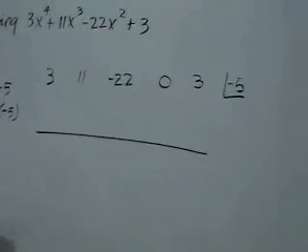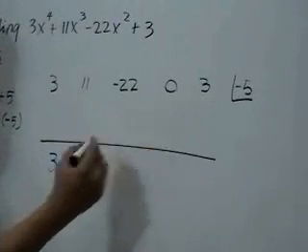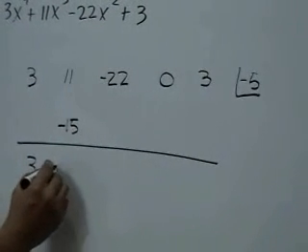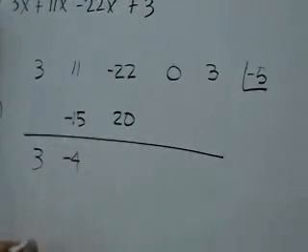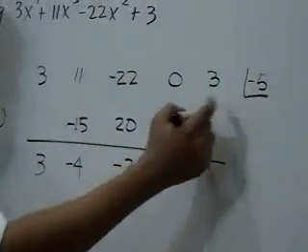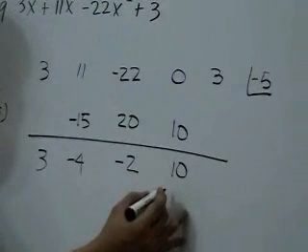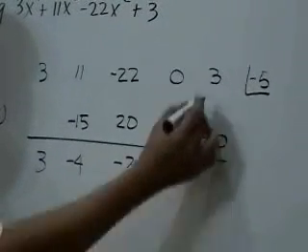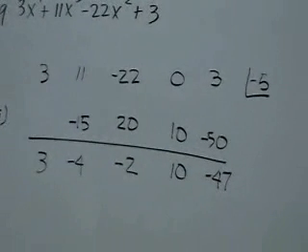Next, we bring down 3. Multiply 3 by r to get negative 15. Add to get negative 4. Multiply again to get positive 20. Add to get negative 2. Multiply to get positive 10, which is also the result when you add. And then finally multiply to get negative 50. 3 and negative 50 gives us negative 47.